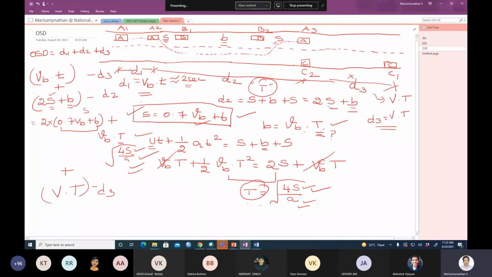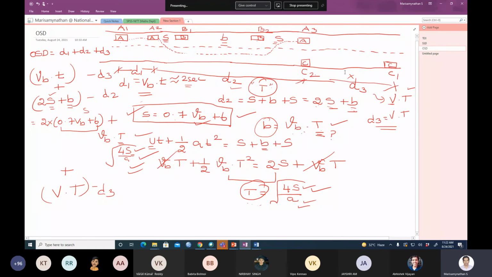So if you apply the T value and multiply by the speed of the vehicle, you will get the B value. Then the S value, when you apply the two values over here, you get the distance of T2. Then D3 is nothing but the vehicle C traveling from C1 to C2 for the time taken T at the design speed V, so you get the value directly. So this is the overall overtaking sight distance estimation.